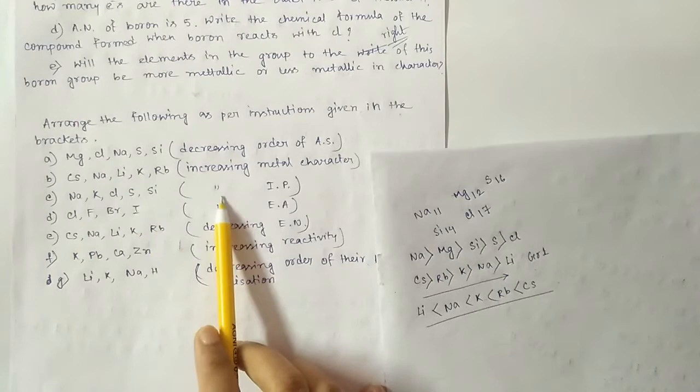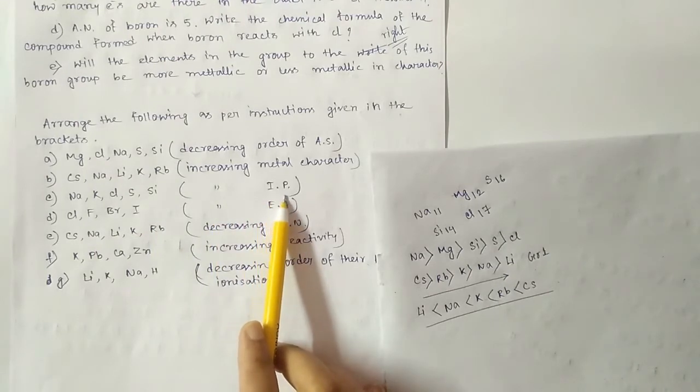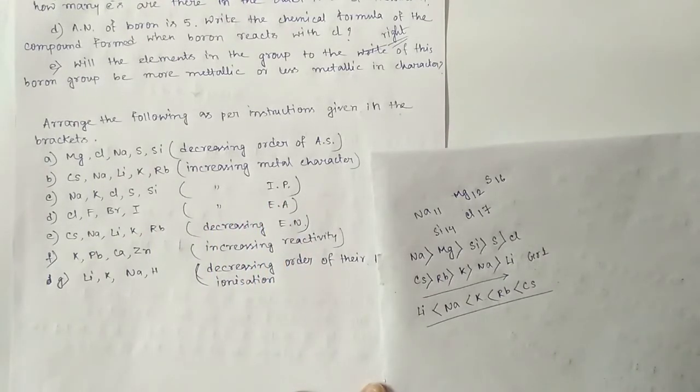And the question is to arrange in increasing order of ionization potential. Ionization potential is the energy required to remove an electron of a gaseous atom to make it a gaseous cation. So the energy required is important.